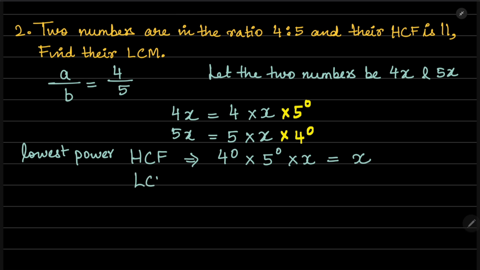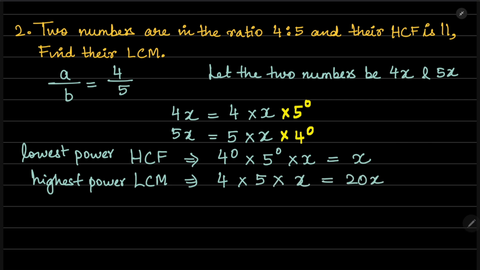Okay. And then let's take LCM. For LCM, you have to take the highest power of all the prime factors. Now let's take the highest power of 4. It is 4. Highest power of 5. Here you have 5 to the power 0. Here you have 5 raised to the power 1. So the highest power is 5. And x, it is just x. So 5 4s are 20x, right? So LCM of the two numbers is 20x and HCF is x.